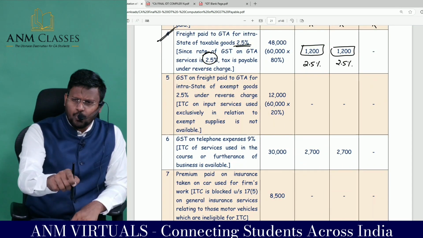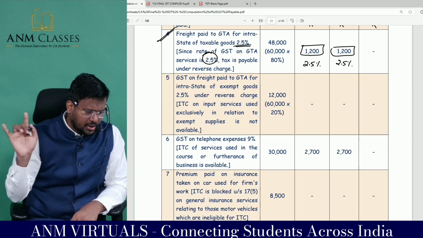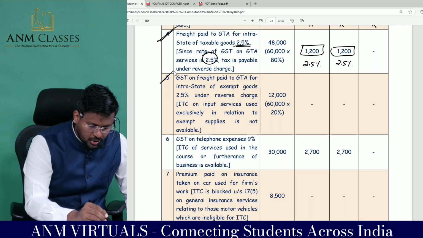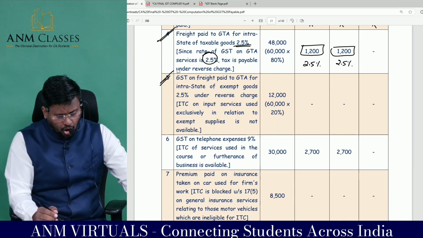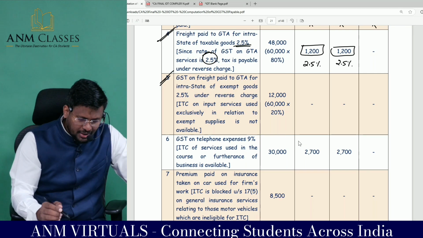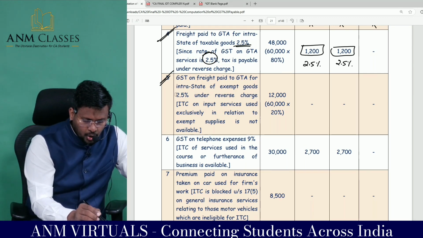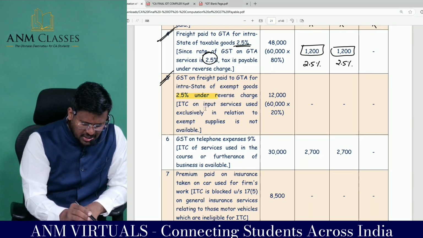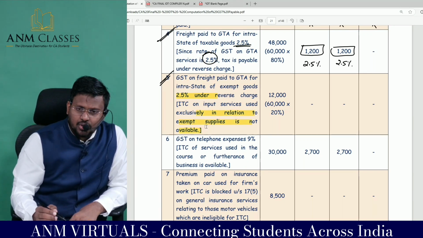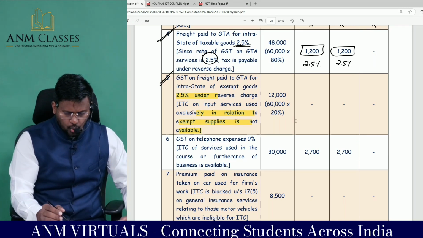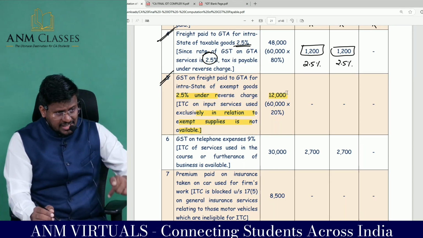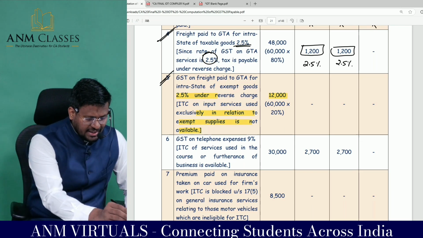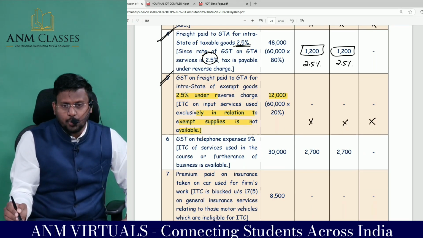The same type of question, question 25, we have already solved in the ITC part. If you have done that, only then the computation of total income is possible. GST on freight paid to GTA for intra-state exempt supply, 2.5% under what charge? The reverse charge. ITC on input service used exclusively in relation to exempt supply is not available. So 20% of 60,000 comes to 12,000. For this you would have paid what? RCM, but that amount cannot be taken as ITC. So in the eligible ITC list we have put a dash.